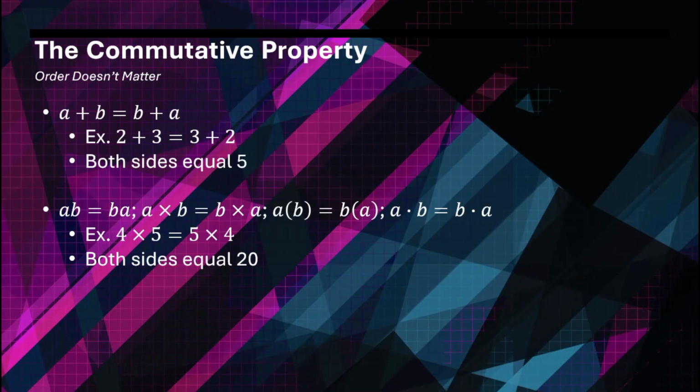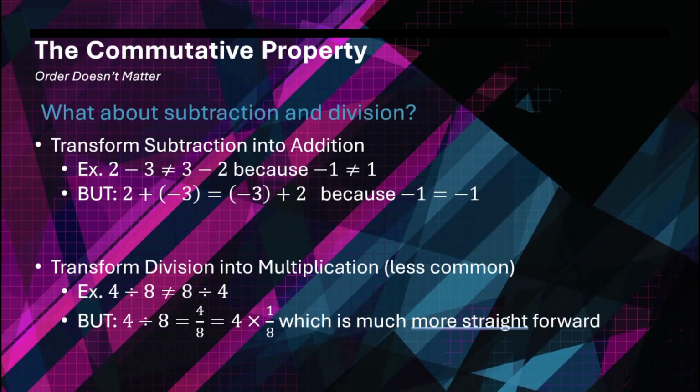Now, remember I said a little bit of math magic will let us get the same property applying to subtraction and division. So if we talk about subtraction, we just need to transform it into addition, and that's so easy to do. So remember, anytime you see a minus sign, you can turn that subtraction sign into an addition sign as long as you make whatever comes after it negative.